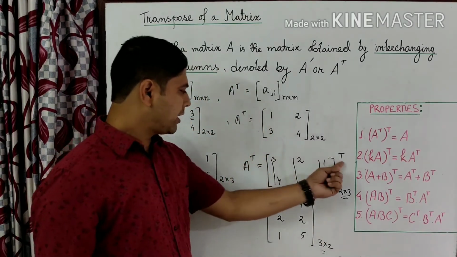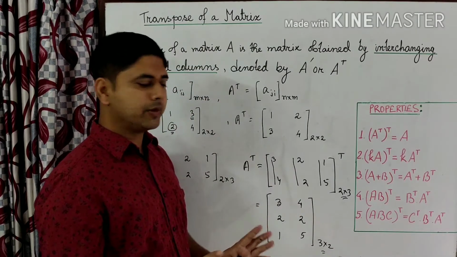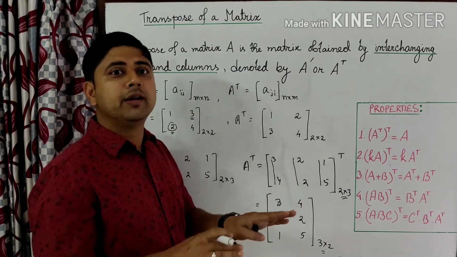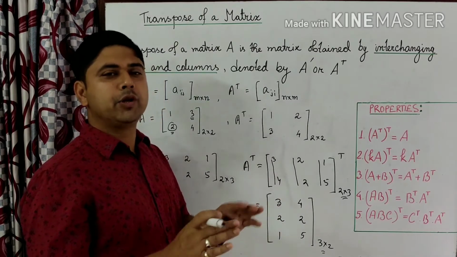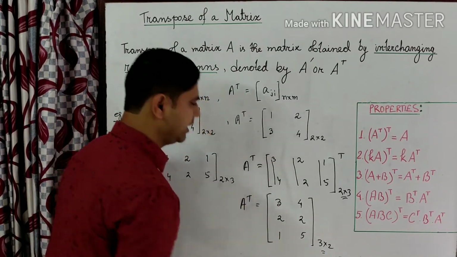No need to give this transpose symbol, the transpose part is already done. Interchange between what? Rows and columns. That is the A transpose.